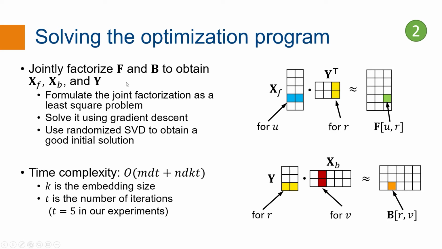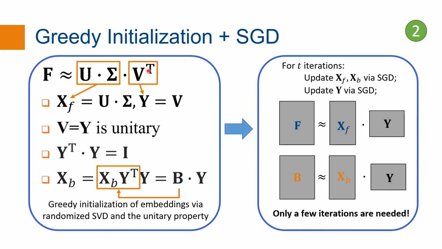So in this process, we formulate the joint factorization as a least square optimization problem, and we solve it through gradient descent. Furthermore, as an optimization, we use randomized singular value decomposition to obtain a very good initial solution to the problem. As a result, we only need very few iterations to converge to a good solution. In our experiments, we found that the number of iterations is as low as 5, and the results have high quality.